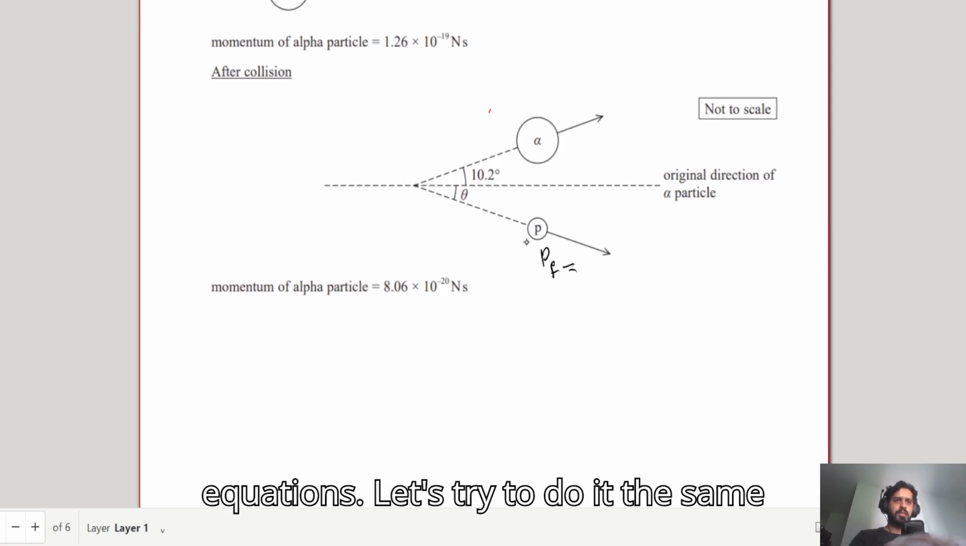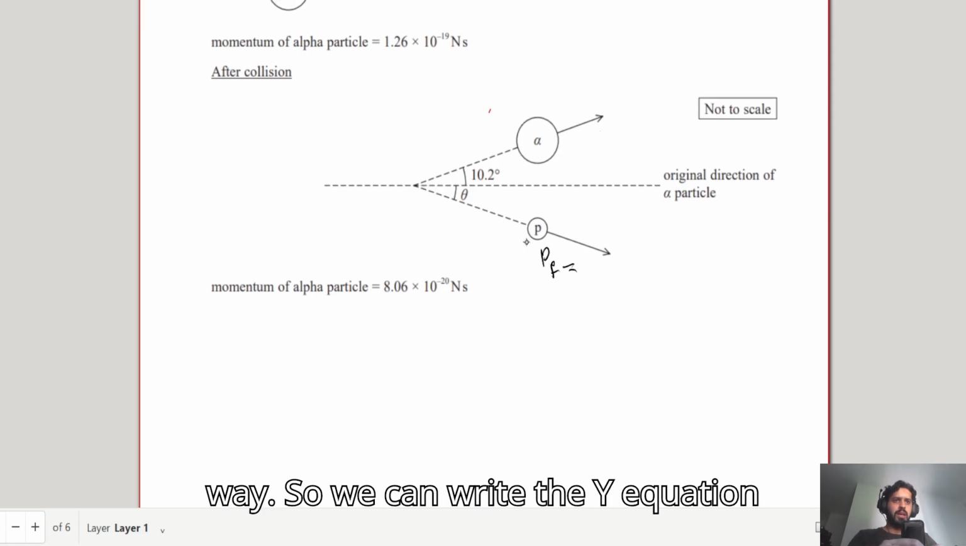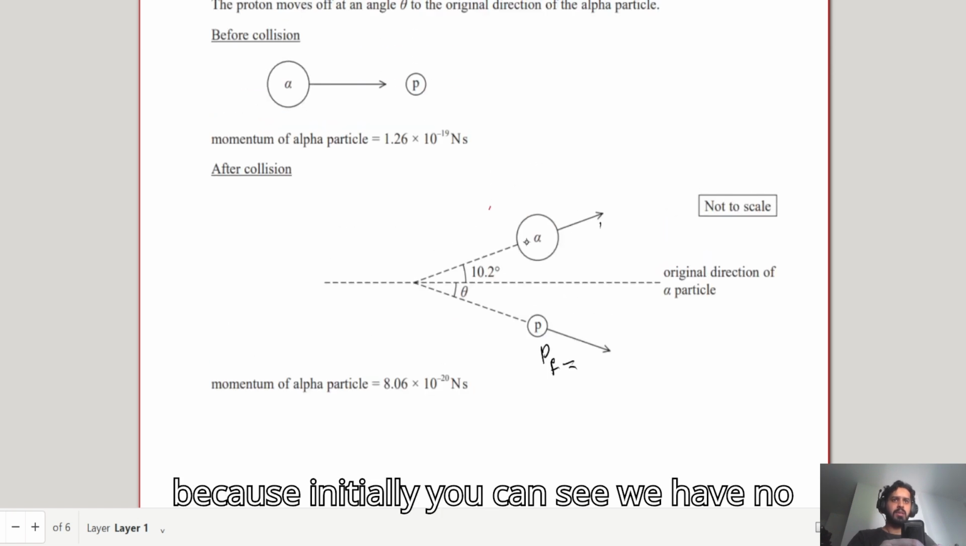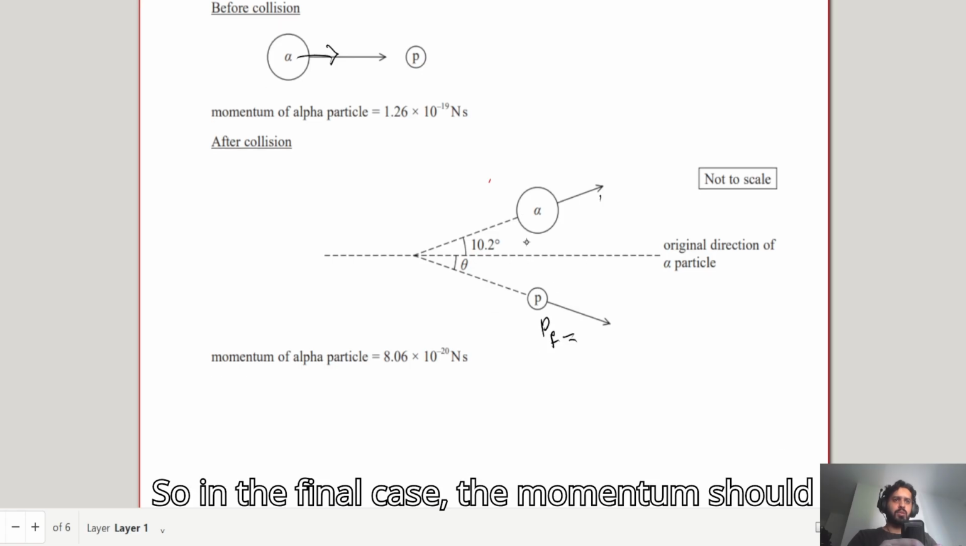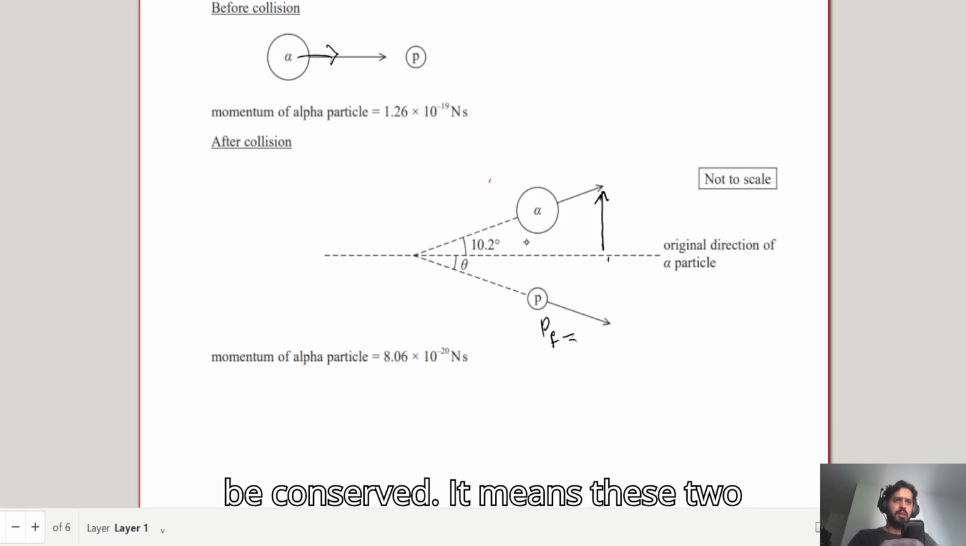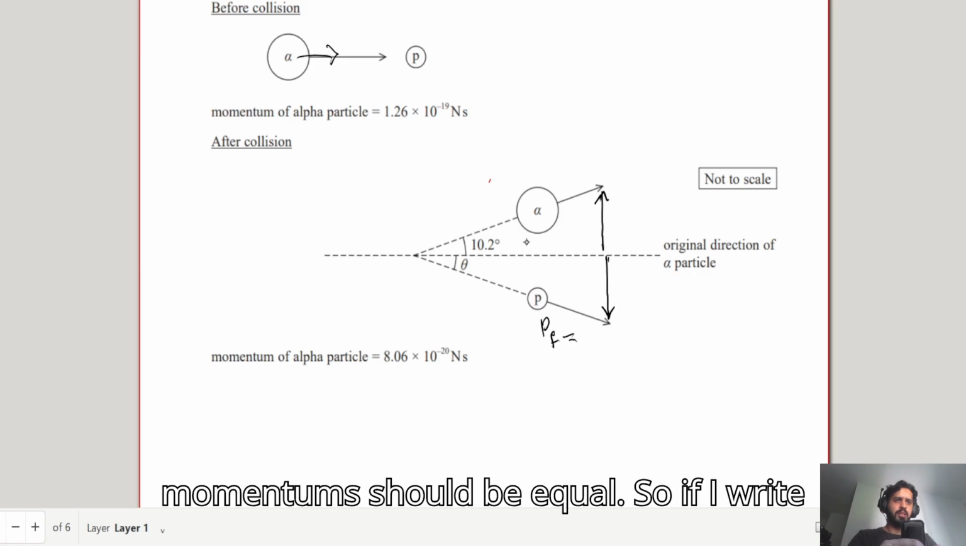Let's try to do it the same way. So we can write the y equation, because initially you can see we have no momentum in the y direction. It's just x. So in the final case, the momentum should be conserved. It means these two momentums should be equal.